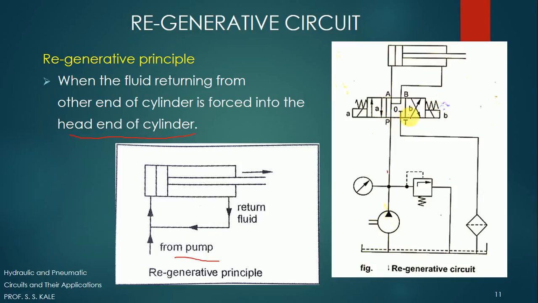When I put this particular position into action, then the reverse movement of the piston, the backward movement of the piston, is possible with this one. So this particular circuit is called a regenerative circuit, in which we can save the power given to the pump.